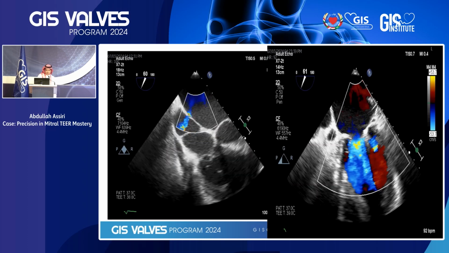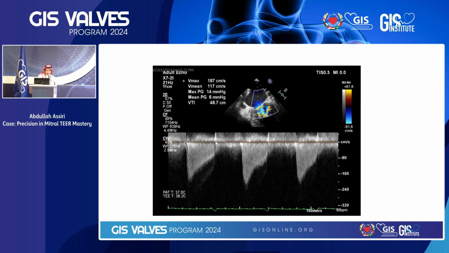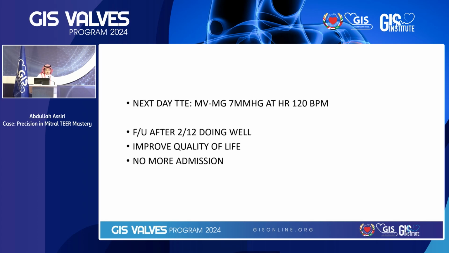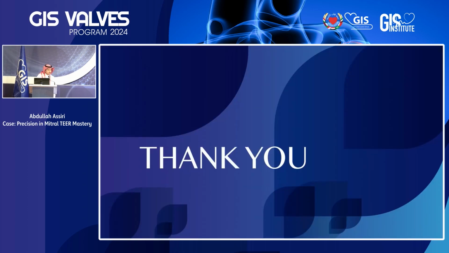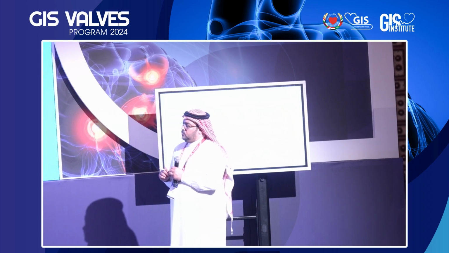Next, please. There is no reversal. This is the most important. How did the patient do in follow-up? Okay, the next day, mitral valve gradient was 7 at a heart rate of 120. In follow-up after 2 months, the patient is doing well, with improved quality of life, no more admission for pulmonary edema. So the moral of the story: pick and choose your tool before proceeding with the case. Maybe if you had gone with an NT from the beginning it would have been better, along with controlling medical therapy.